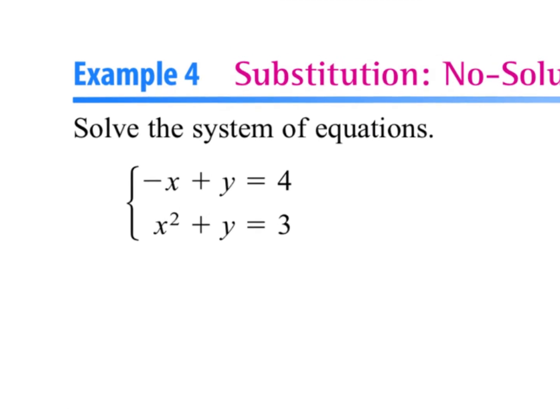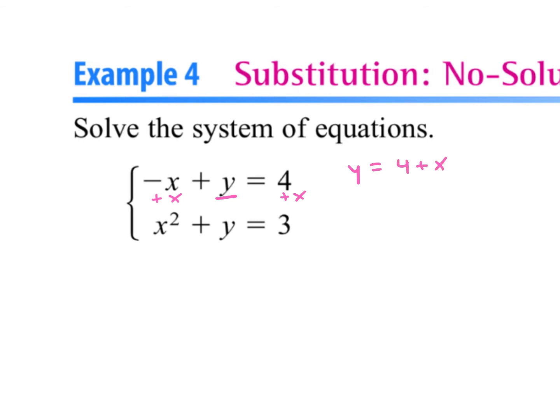So again, we are solving by substitution. Which equation should I solve for which variable first? The top one solve for y, perfect. Because I have this x squared, I don't want to solve for x first because then I'm going to have to square it. So add x to both sides. So I have y is equal to 4 plus x.